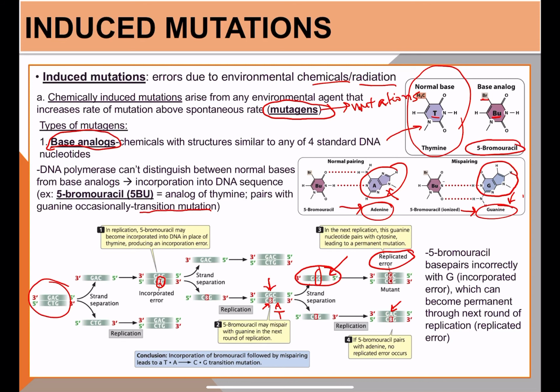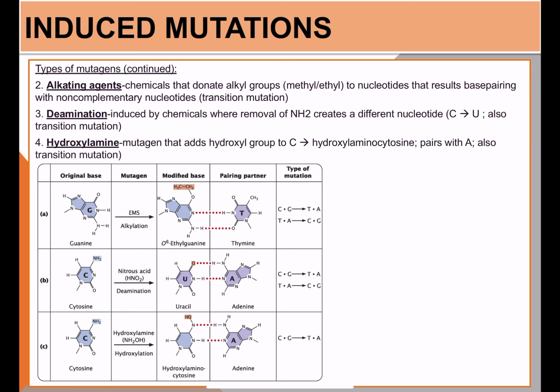replicated error. Other types of mutagens include alkylating agents, those that conduct deamination, and a specific chemical called hydroxylamine. Okay, so this is a misspelling, so it's actually alkylating. Okay, alkylating agent. What happens with these is that an alkylating agent, as its name suggests, conducts alkylation by either adding a methyl or ethyl group. That's what alkyl groups means in chemistry speaking.